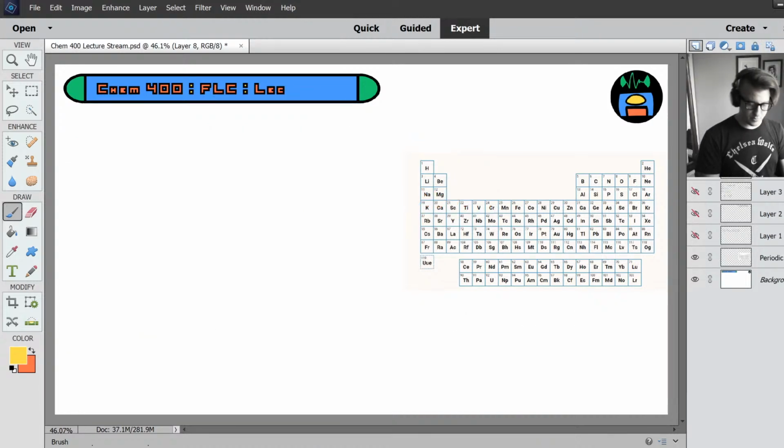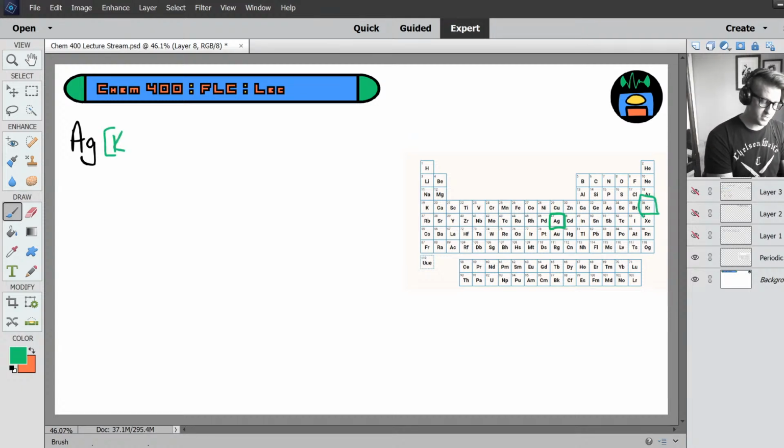Let's do another example to kind of solidify this. Let's write the electron configuration for silver. All right, so let's start. Silver is here, number 47. Krypton is its nearest noble gas with fewer electrons, so we throw krypton in a bracket. Next, we identify the period that we're on, and we are on the 5th period for silver.